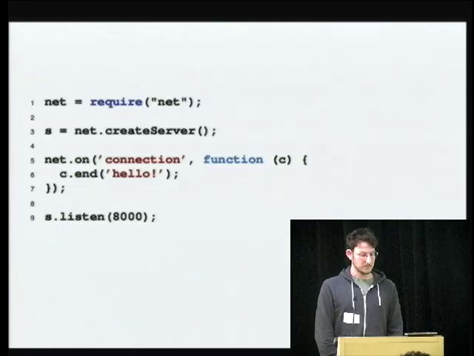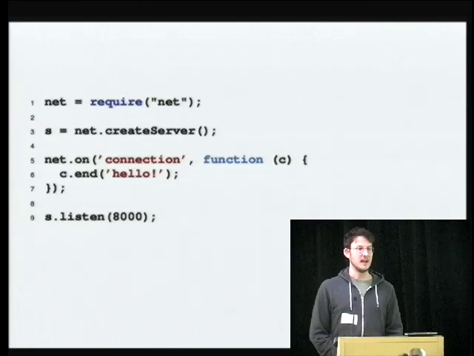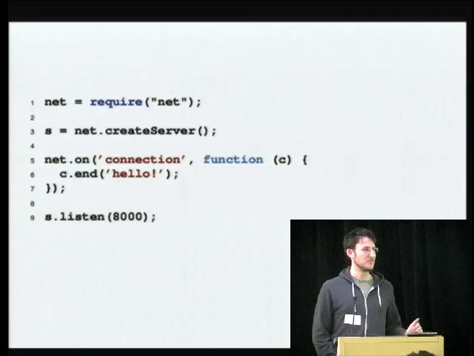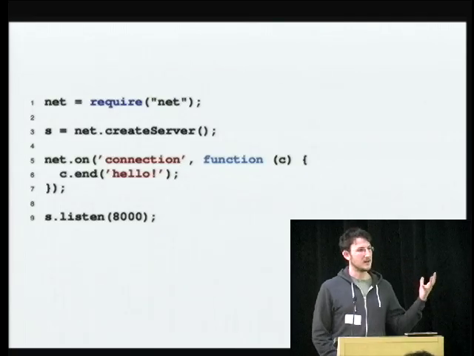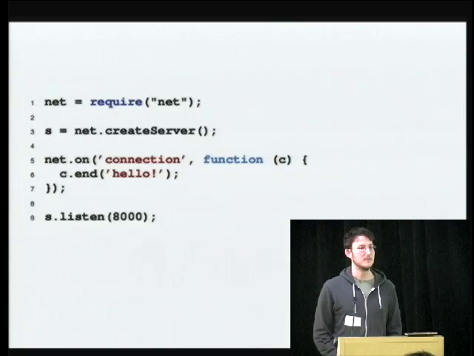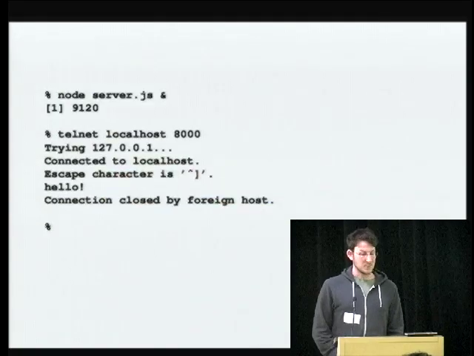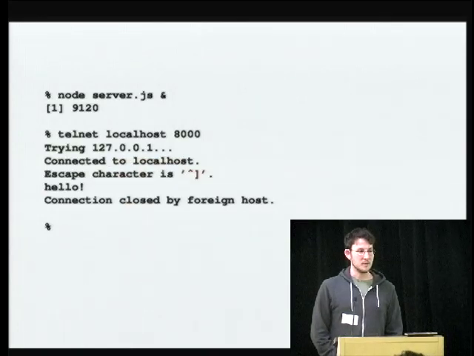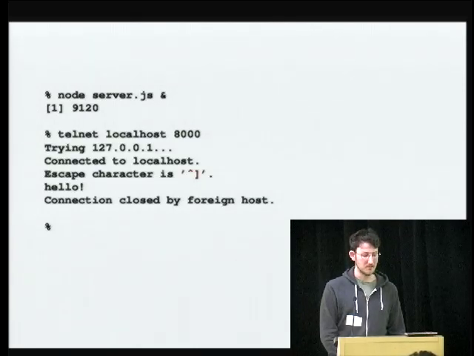If that's all you had, if you omitted line 9, the program would just exit immediately. But if you start listening on port 8000, which is what line 9 does, then the process stays open because it's waiting for connections now. If you want to try that, you could put it into server.js and run it with the Node program. Then you could telnet to port 8000, and you would get hello, and it would close your connection.